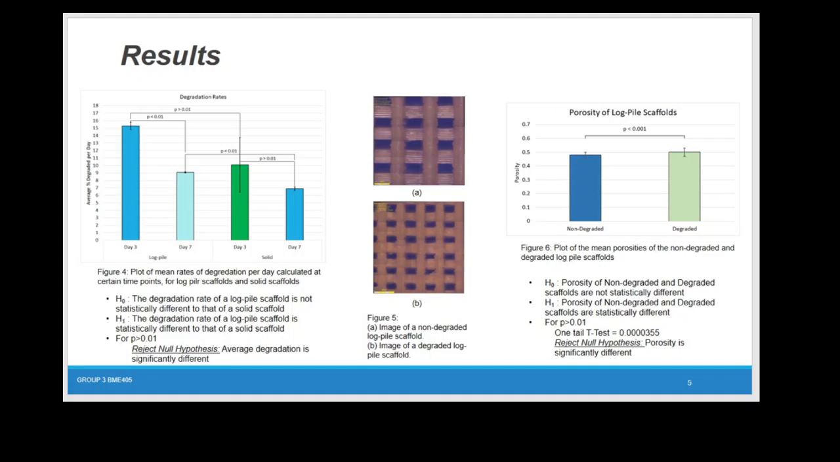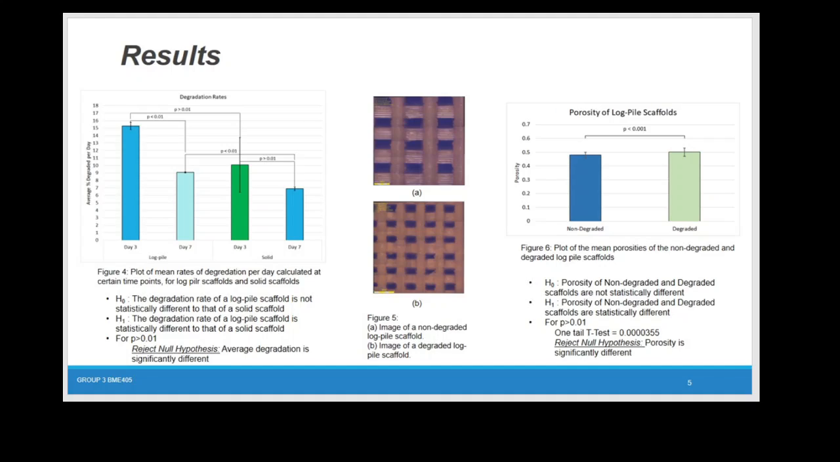We proposed 2 null hypotheses: that there would not be a significant difference within each scaffold between readings taken on the 7th day and the 3rd day, and that there would not be a significant difference between readings taken from the different scaffolds. Based on our calculations, the first null hypothesis is rejected for log pile scaffolds and not rejected for solid scaffolds. The second null hypothesis is not rejected for day 3 between different scaffold types, and is rejected for day 7 between different scaffold types.